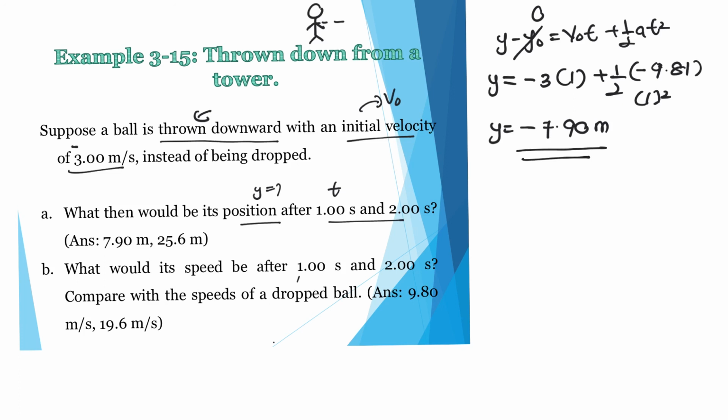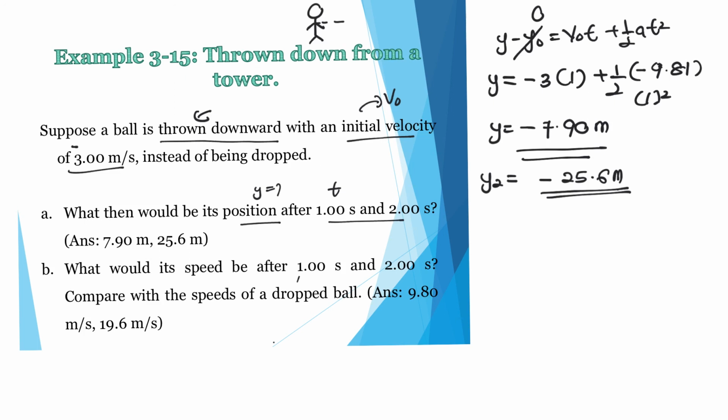You are going to repeat the same step with the same formula for y at 2 seconds. Supposedly you are going to get negative 25.6 meter. Okay, so let's proceed to the next one.